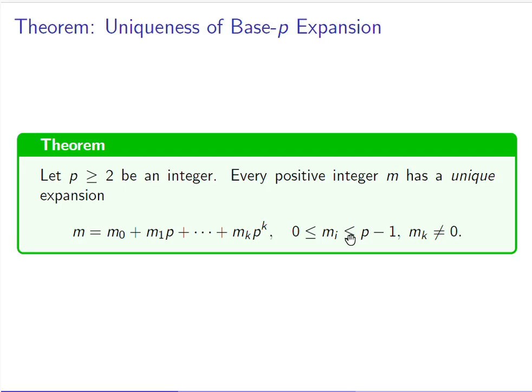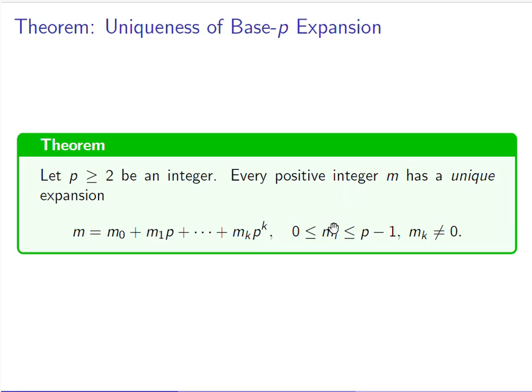Yeah, okay, so the only reason why we need mk to not be equal to 0 here is essentially that we can use that to define what we call the length of the expansion. So we're going to call the expansion length k. Some people call it k plus 1, but we can call it just length k, okay?